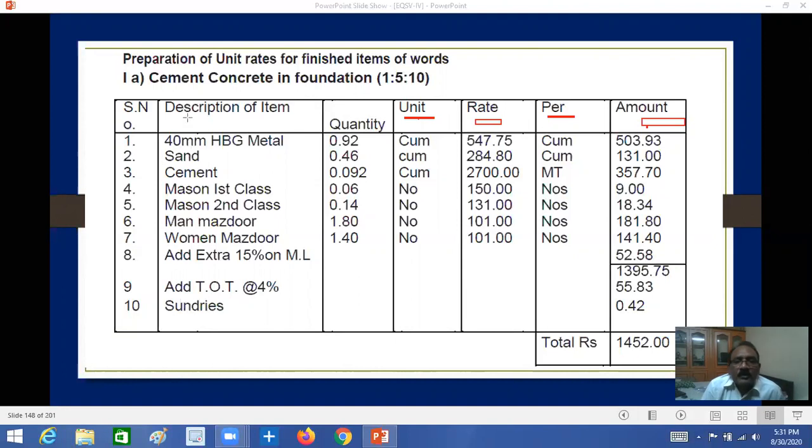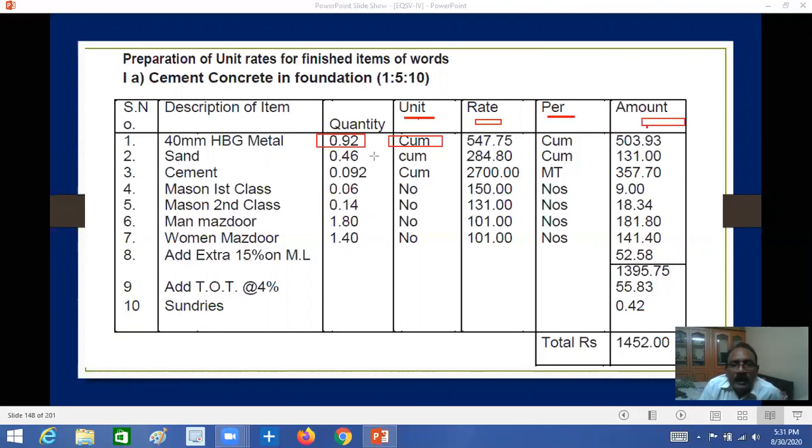The description of item in the question is preparation of unit rate for finished item, that is cement concrete foundation 1:5:10, with 40 mm metal. So how much quantity is required for 1 cubic meter? This we have to calculate. As explained in previous videos, for 1 cubic meter the 40 mm metal required is 0.92 cubic meter. What is the unit here? Cubic meter.